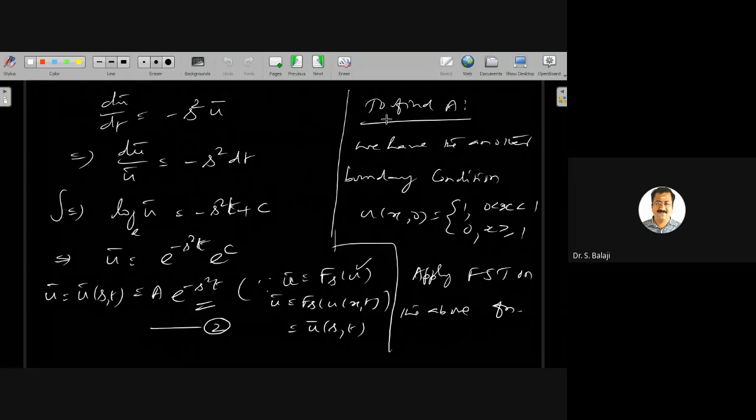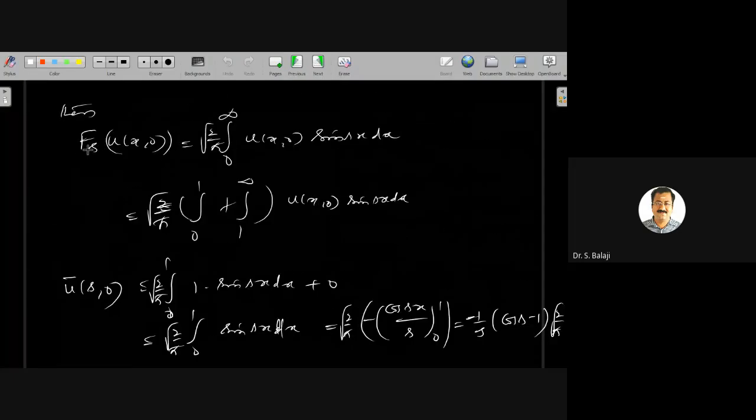The function is u of x comma 0. For the Fourier sine transform, take the Fourier sine transform of u of x comma 0, which is equal to root of 2 by pi, because it is an infinite Fourier sine transform. So the interval is 0 to infinity: root of 2 by pi times the integral from 0 to infinity of, instead of f of x, here u of x comma 0 sin sx dx.